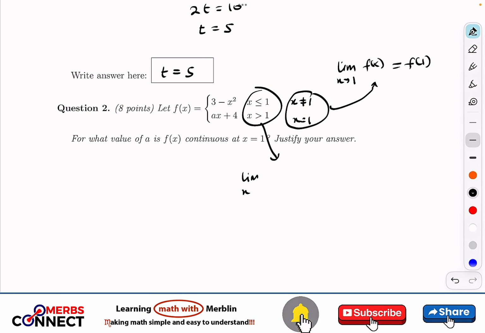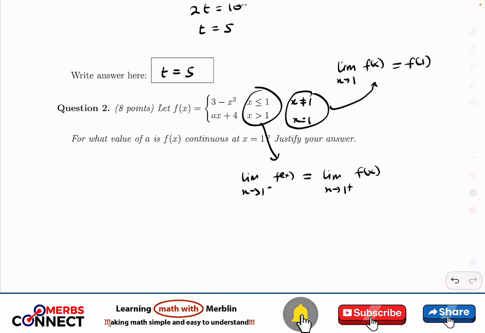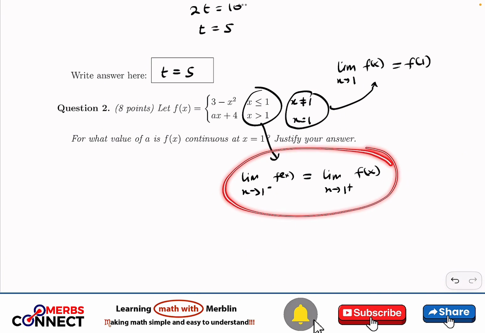The limit as x approaches 1 from the left side of f of x should be the same as the limit as x approaches 1 from the positive side of f of x. So pay attention to this. Anytime you see something like this, use this to look for the constant that you are looking for. And anytime you see the other one, you use that to solve.